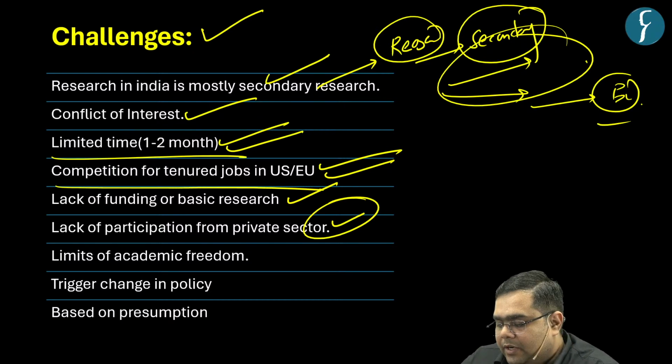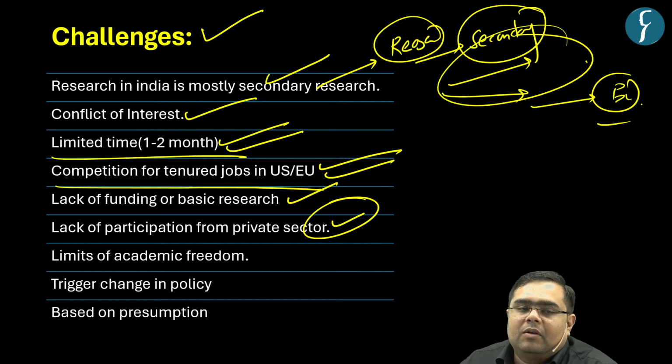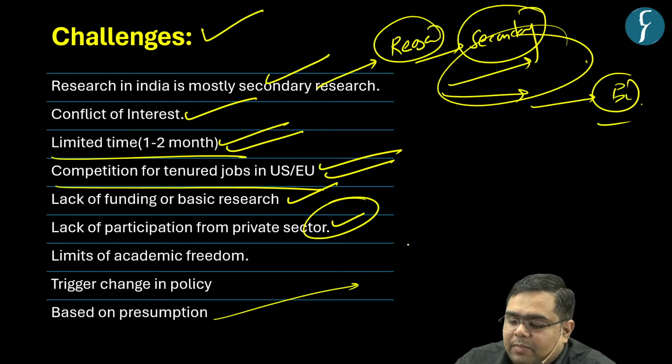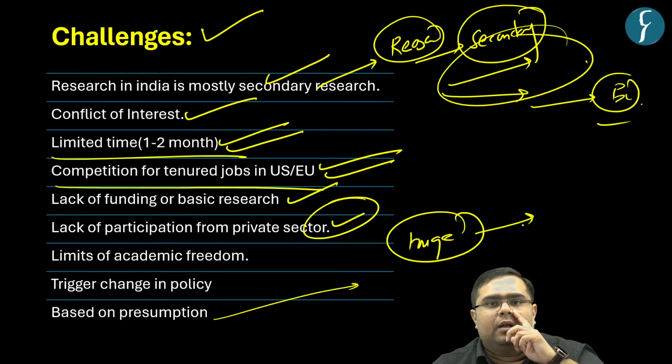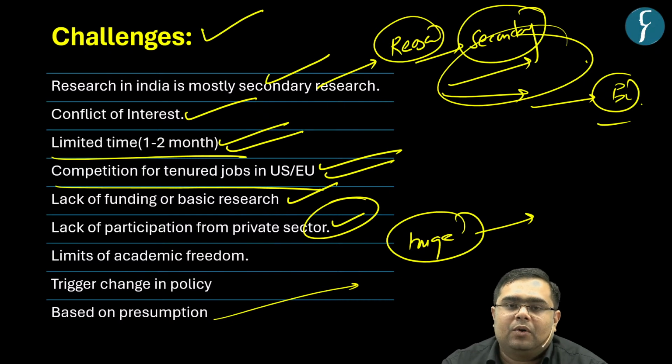Then there is an issue with respect to a trigger change in policy. What if the government changes and the subsequent government changes the policy? And then lastly, it is based on a huge presumption that a person or a scientist named Mohan will come. He will find a purpose, he will see the issues that India is facing, and then he will ultimately stay in India.